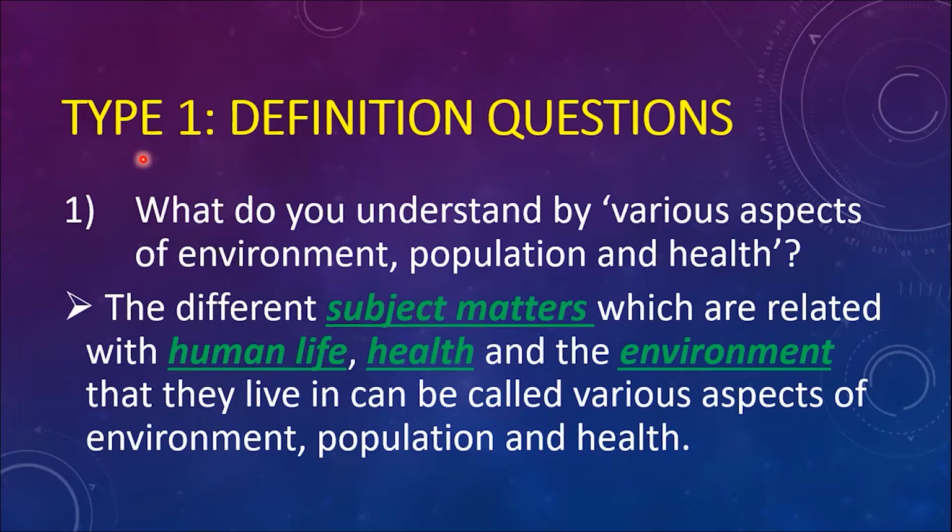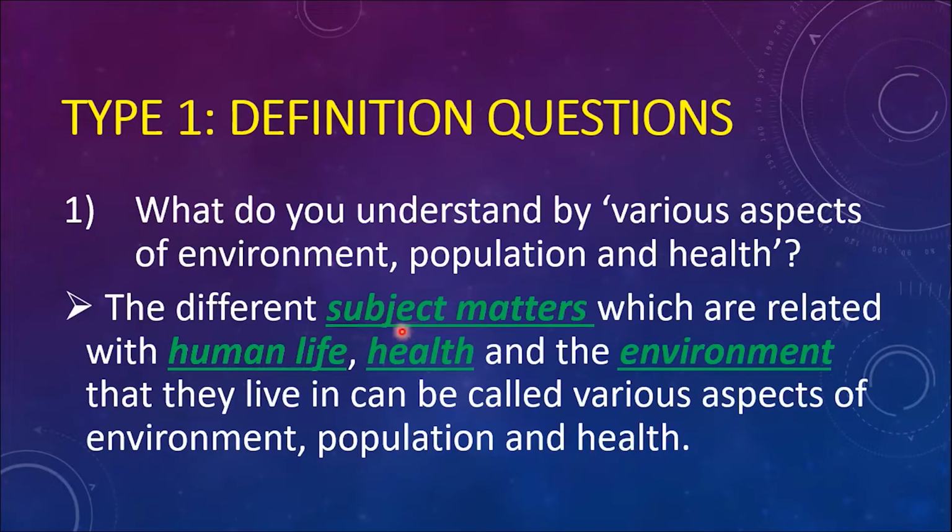Number 1: what do you understand by various aspects of environment, population and health? This question is asking for the definition of various aspects of environment, population and health. So the answer is: the different subject matters which are related to human life, health and the environment that they live in can be called various aspects of environment, population and health.